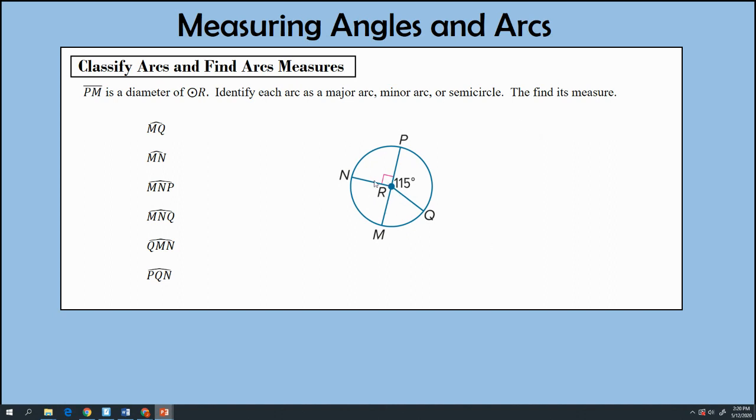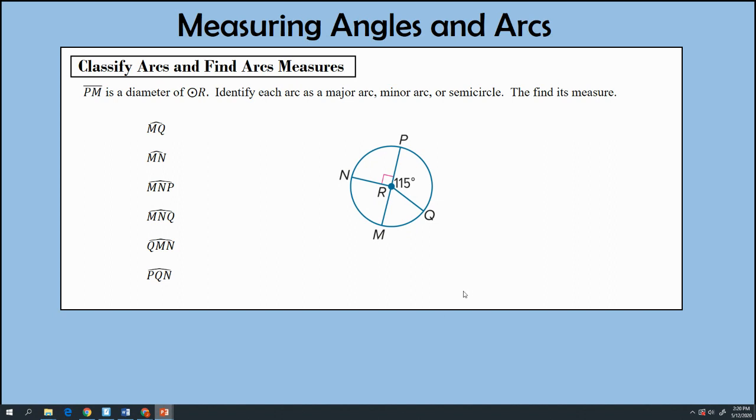So we got circle R. And notice up here they're telling us that PM is a diameter. That's important. We have to know that this is a straight line. By knowing that this is a diameter, okay, we know that PNM has to equal 180, and we know PQM has to equal 180. And that we need to know to be able to solve this problem.